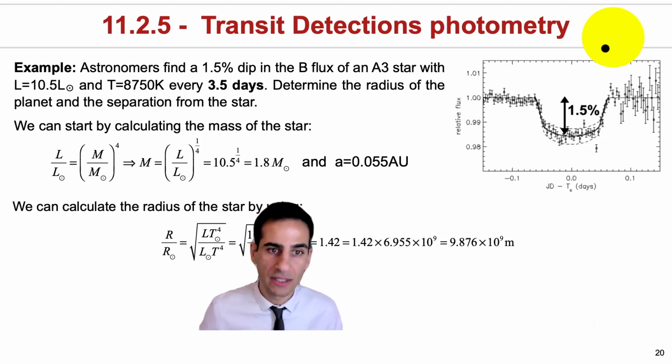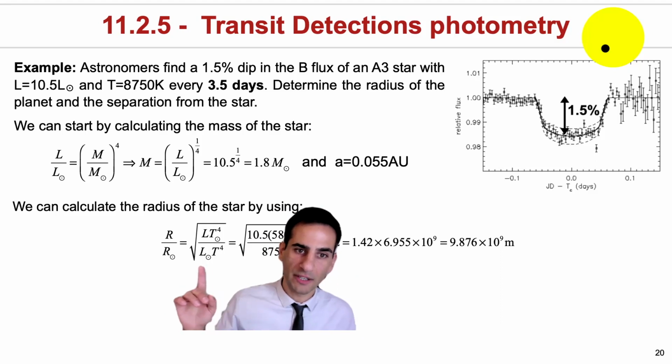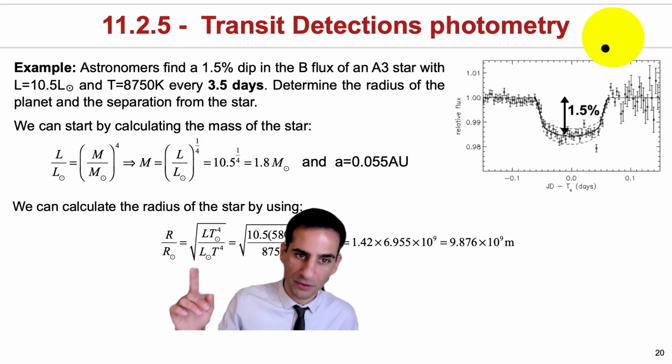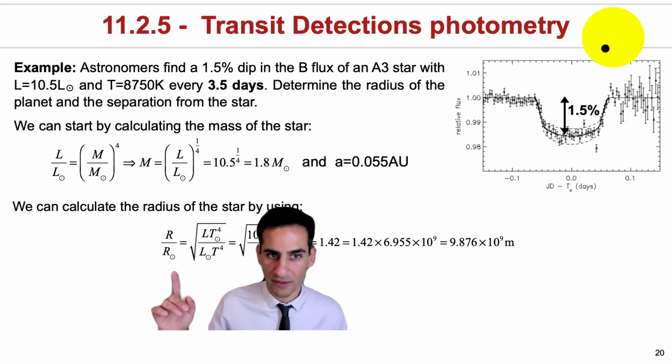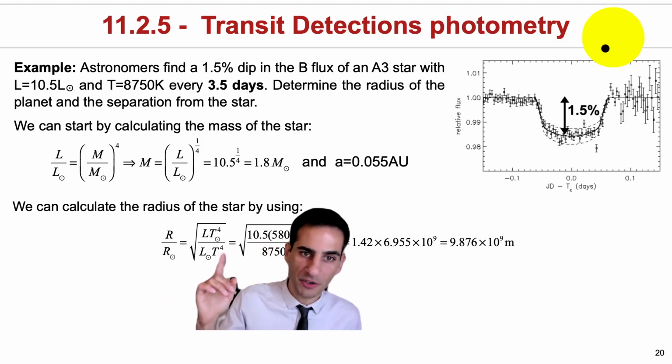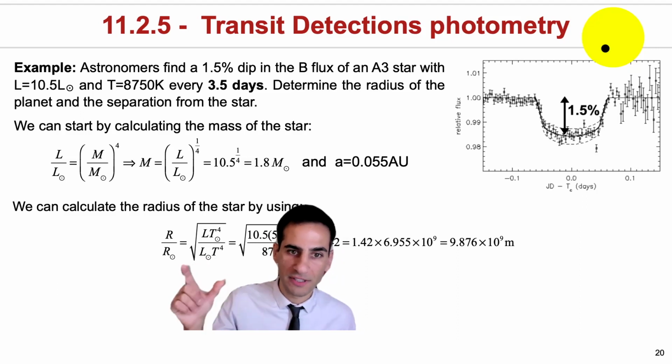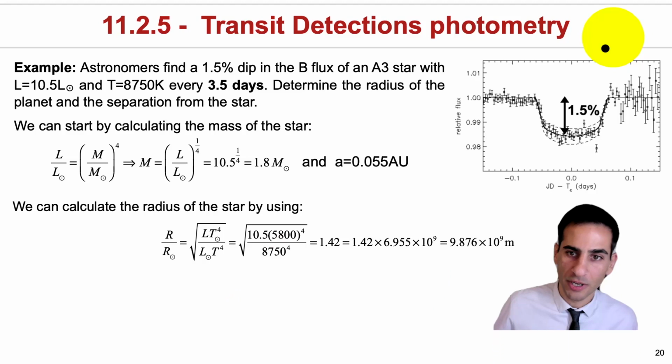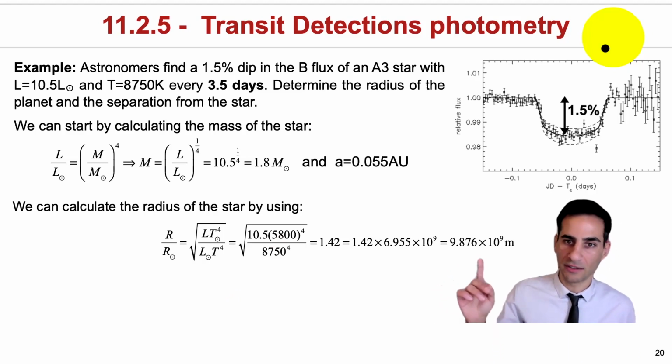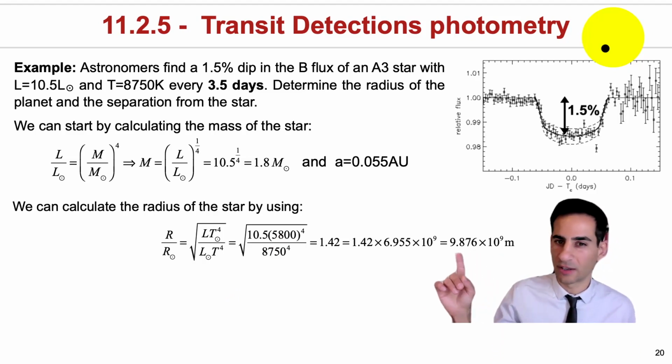And we've seen that we can use our knowledge of black bodies, and specifically in section 8, we explored how we can do this and calculate the size of a star based on its temperature and luminosity. For this A3 star, we actually know both quantities, and therefore we can calculate that the radius of the star is about 9.9 times 10 to the 9 meters.